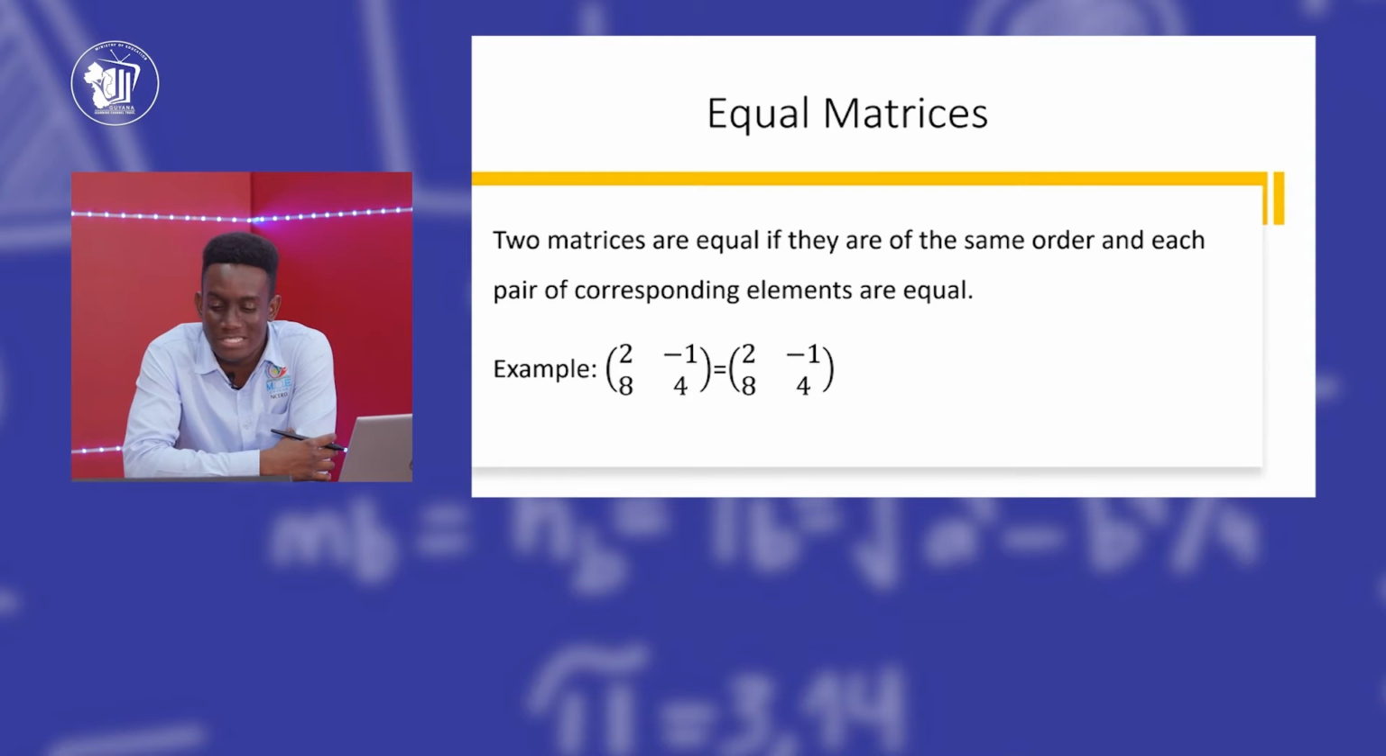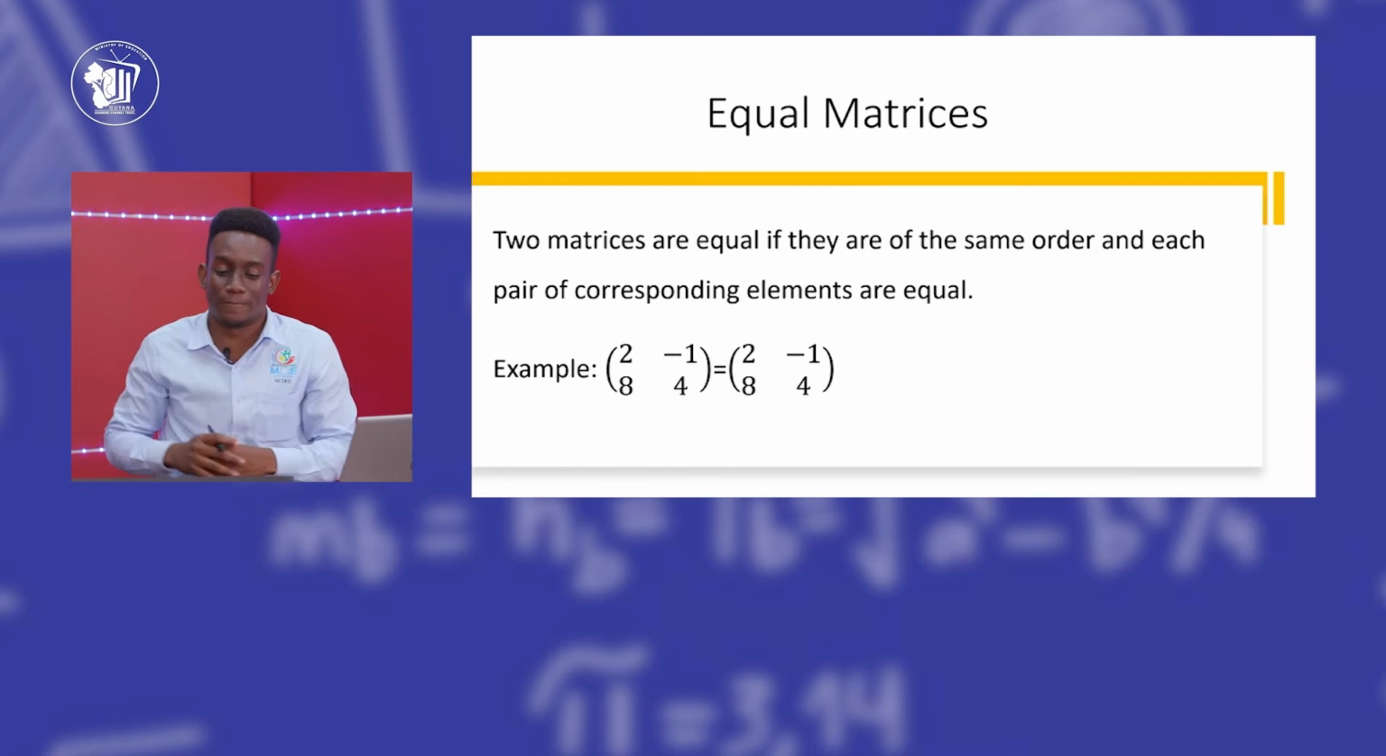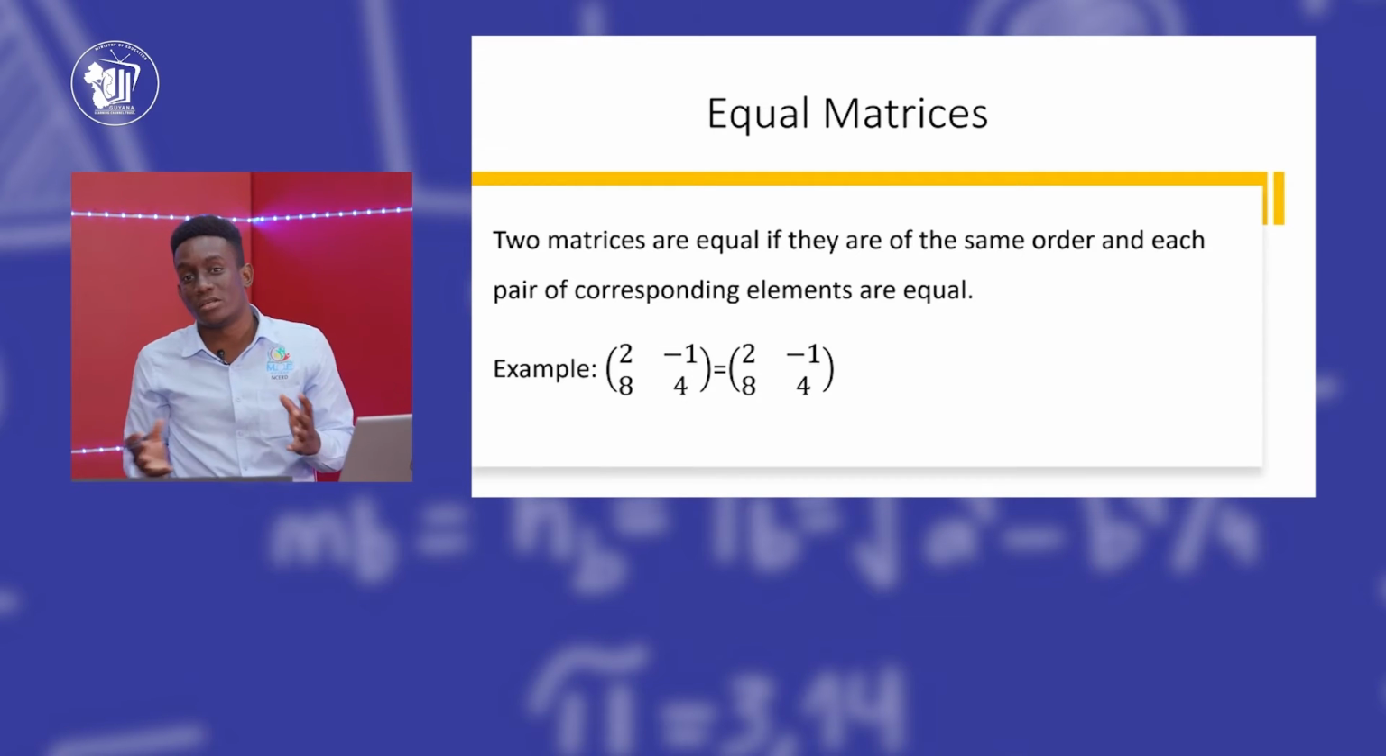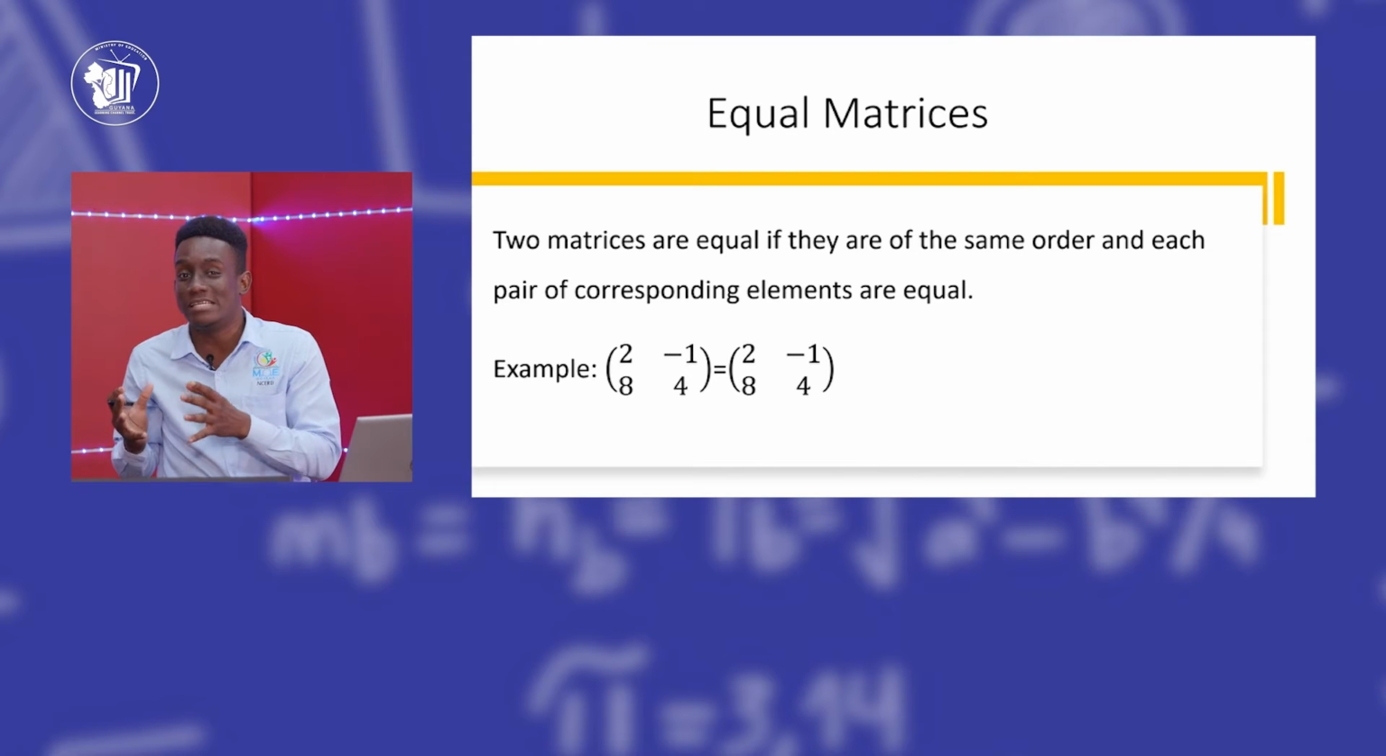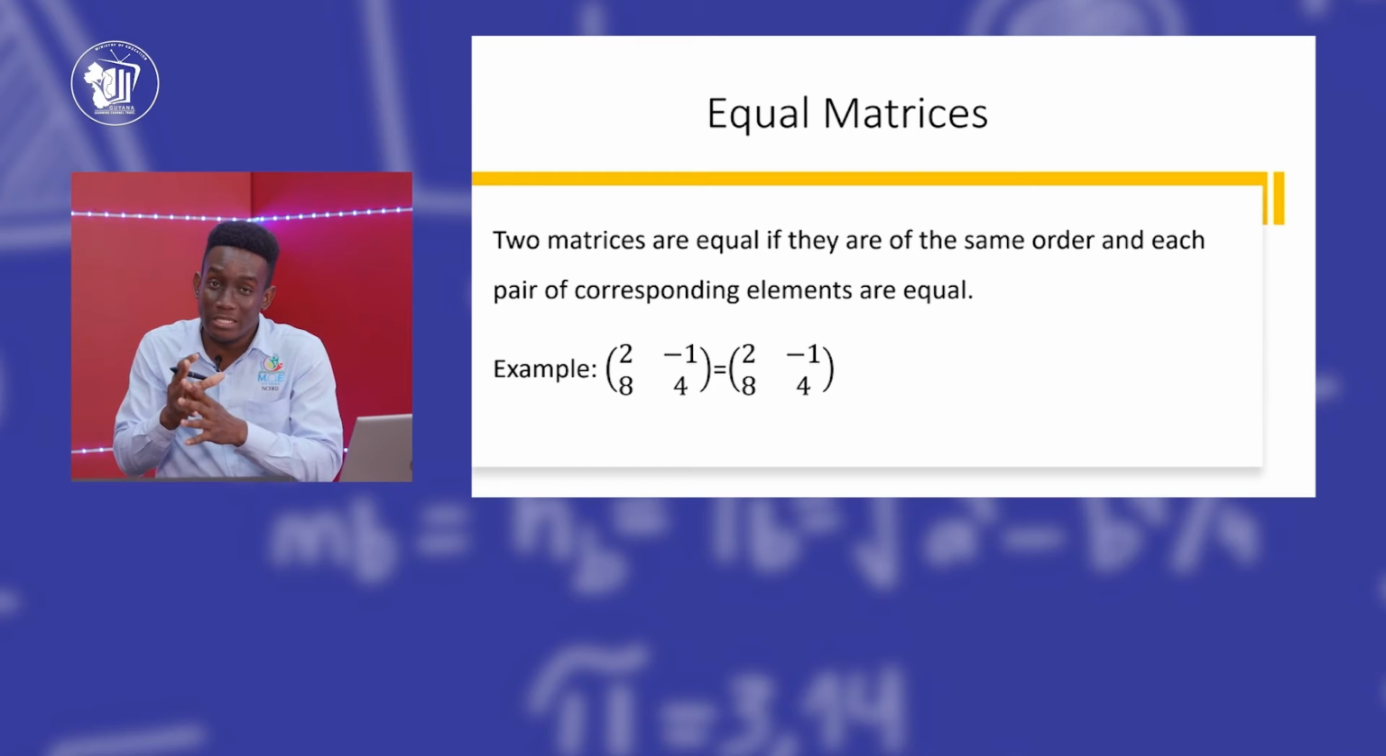Two matrices are equal if they are of the same order. We learned about order: same rows and same columns, and each pair of corresponding elements are equal. So as long as they are of the same order and the corresponding elements are equal, meaning they are the same, we can call them equal matrices.